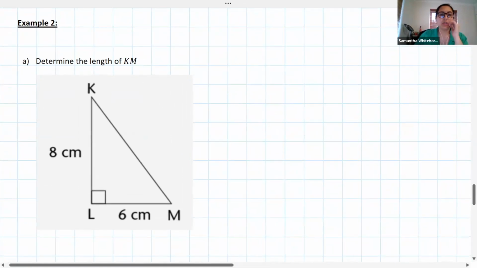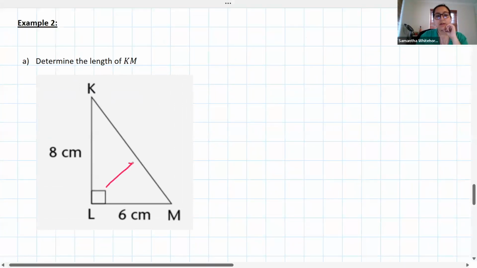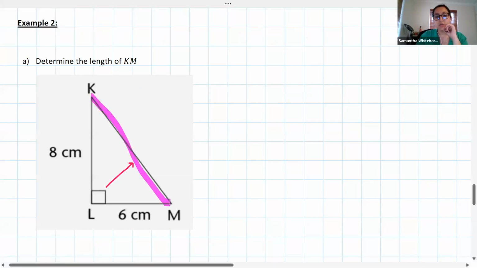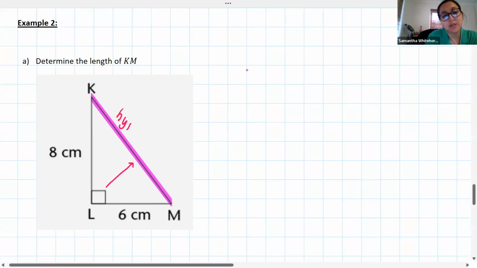Example 2. Determine the length of KM. Now, if we again have a look, opposite my right angle, I have the side KM. That's the side I want. And so what that means is that my unknown length is in fact the hypotenuse. So I want you guys to try this one for me. You're looking for your hypotenuse.